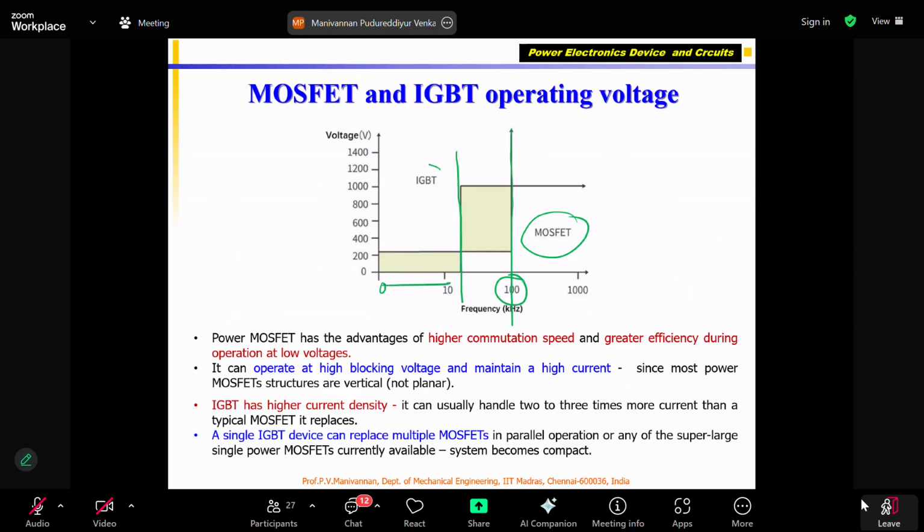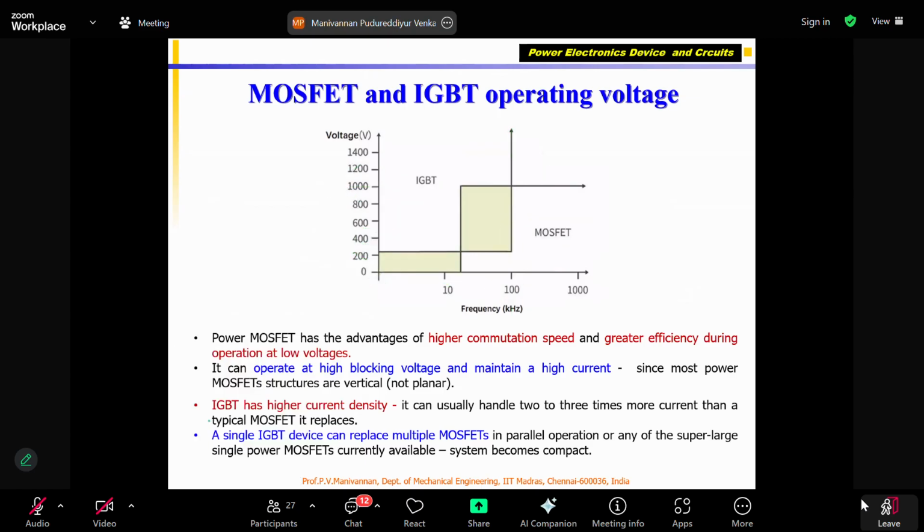Correct? But MOSFET can work at higher frequency also. So we can see the IGBT works at lower frequency and the MOSFET works at higher frequency, but the IGBT can work at higher voltage, right? You can say 1000, 1500, up to 6000 volts. MOSFET can work only up to 200, 300 volts for power MOSFETs. Very rarely you see 400 volts, not beyond that. But for the IGBT, on the x-axis and y-axis, you can see they can go up to 1000, 2000 volts also. That's what we are talking about here.